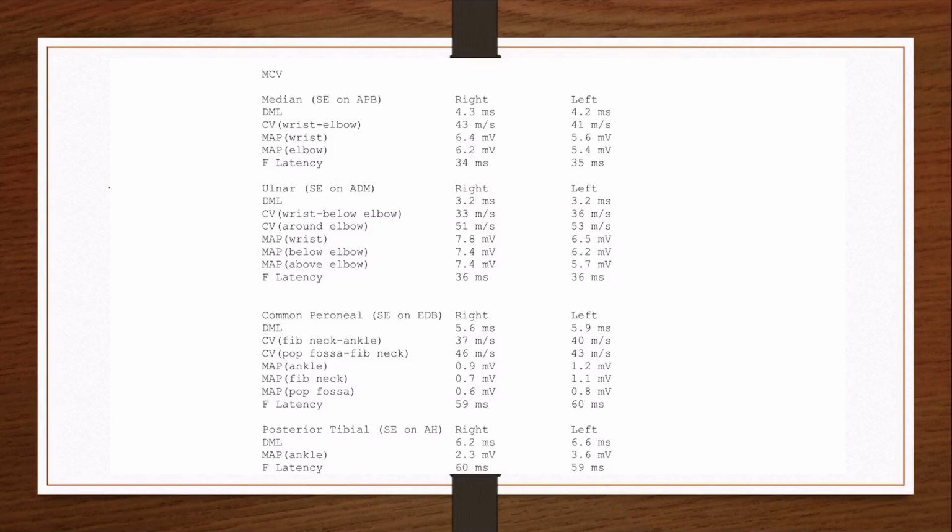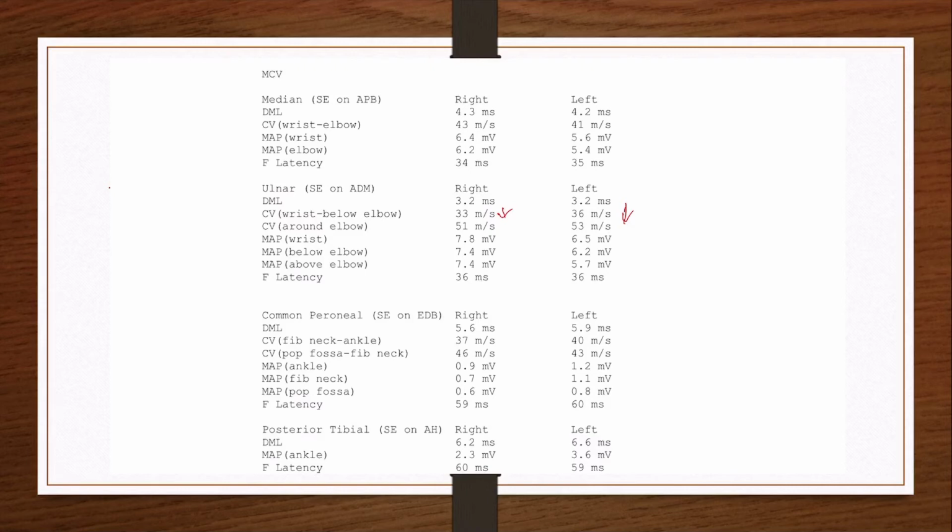Let's go through the ulnar data. 3.2, again, a bit on the borderline. Conduction velocities, well, in the forearm 33, 36, they're definitely on the slower side. As the conduction velocities round up the elbow, they do speed up, so that's okay. So let's just mark off those forearm reductions over there on both sides.